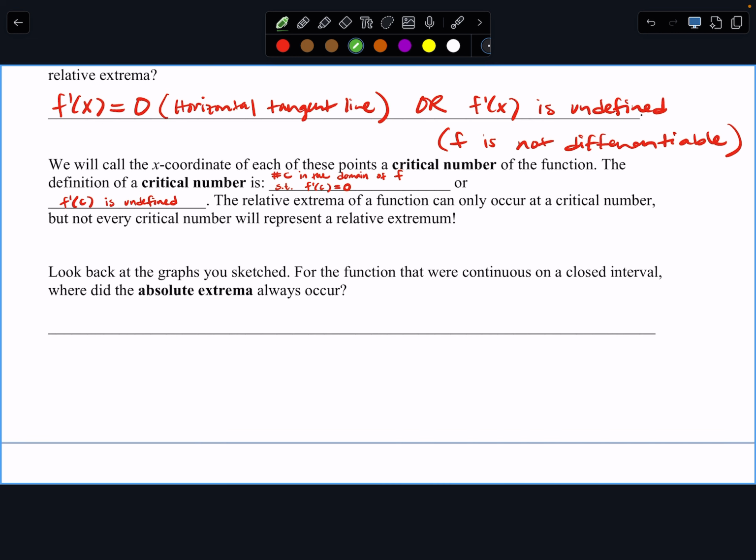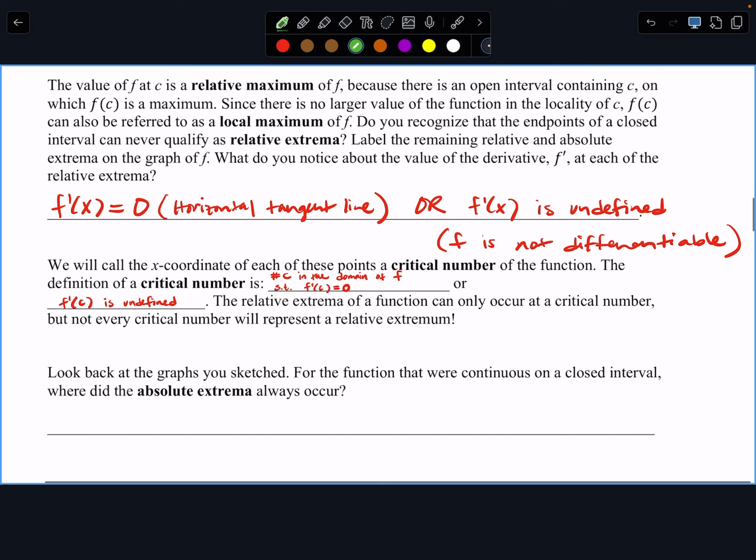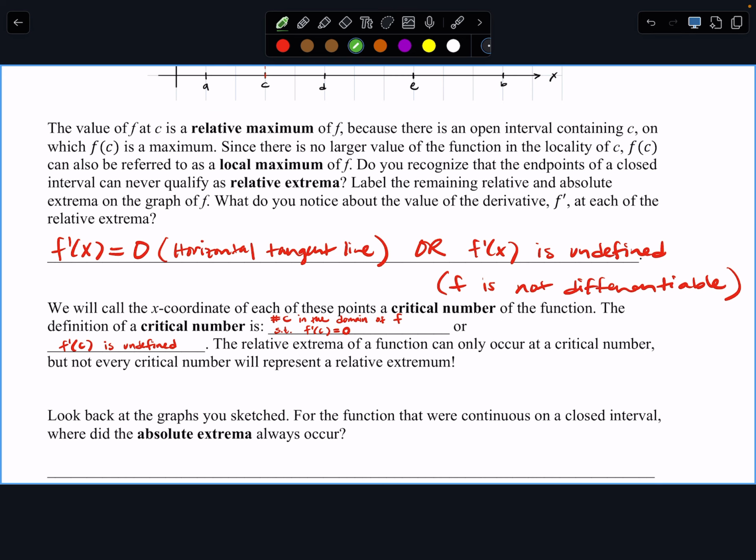So, first of all, let me pause for a second. Any questions on the relative extrema? Relative extrema have to occur on an open interval, and if relative extrema are going to occur, they're going to occur wherever the derivative is equal to 0 or undefined. So horizontal tangent line or like a sharp corner.